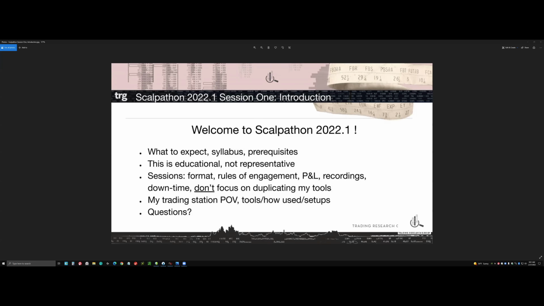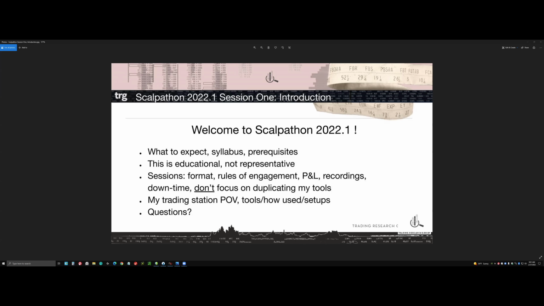I will talk about all of the different tools that I use and how I use them, and make some very important points about that. Then we'll cover any questions you have. And with whatever time we have left today, we will talk a little bit about the setups that we're going to see all week.